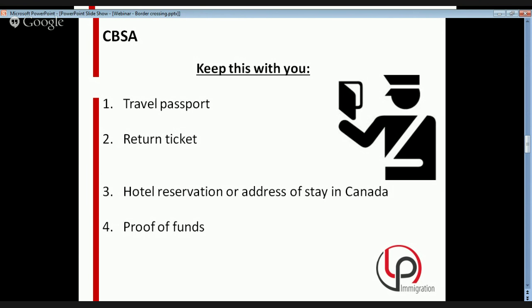Proof of available funds is also an important factor in the eyes of an officer. So if a visitor cannot afford to support self in Canada for the duration of a visit, he or she will not be allowed into Canada. You may have money in your bank account or traveler's checks, or your employer or host may be paying your expenses, but in any case, be prepared to prove it. Have your traveler's checks or recent bank statement with you, an invitation letter from your host, or a reference from your employer showing that your expenses will be taken care of.